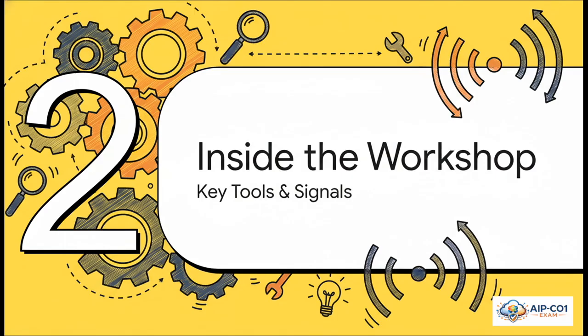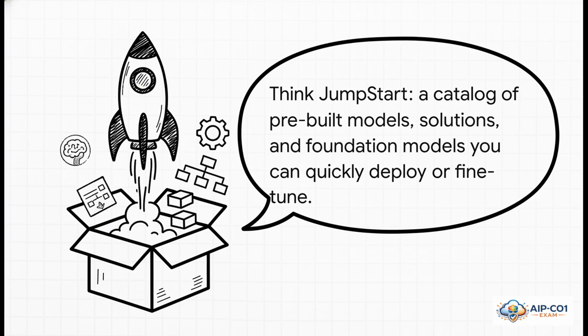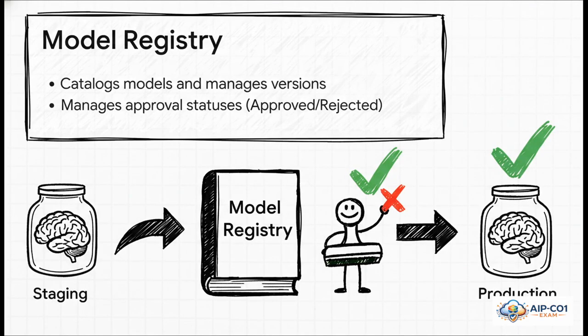All right, now let's step inside that workshop and check out some of the key tools on the workbench. These are the specific features that really tell you when SageMaker is the right call. First up, you've got Jumpstart. Just like the name says, if you need a head start on a project, this is your go-to. Think of it as a huge catalog of pre-built, ready-to-go models and solutions. It's awesome as a starter kit or for grabbing a powerful foundation model and just fine-tuning it with your own data.